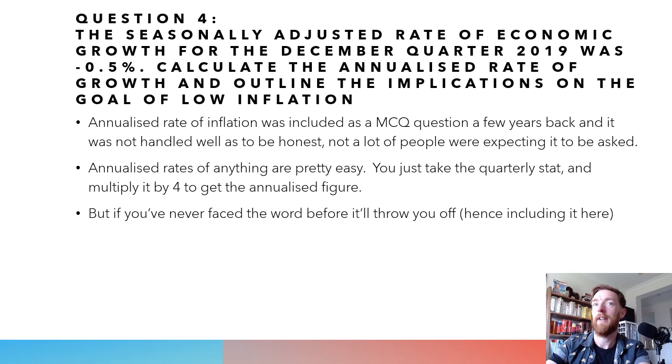So annualized rates of anything are pretty easy. You just take the quarterly stat and multiply it by 4 to get the annualized figure. If you get a half yearly stat, times it by 2. It's pretty simple. You just make whatever percentage of a year it is into the value of 1 year. But if you never faced the word before, it'll throw you off, hence including it here.